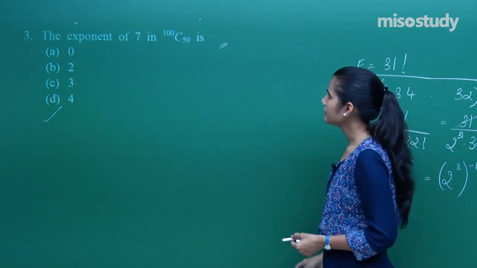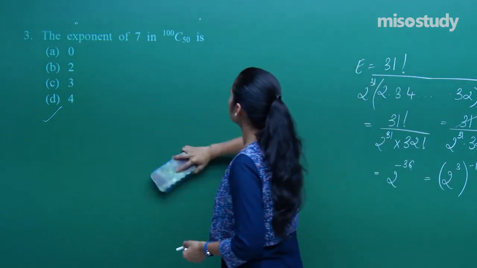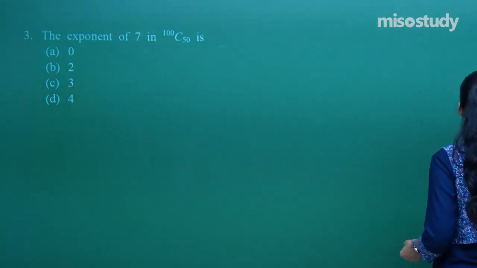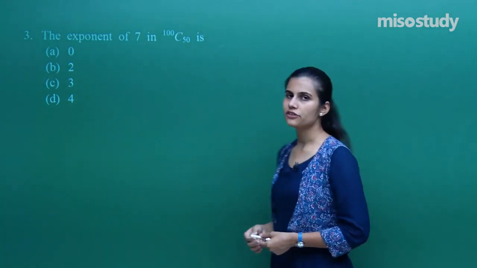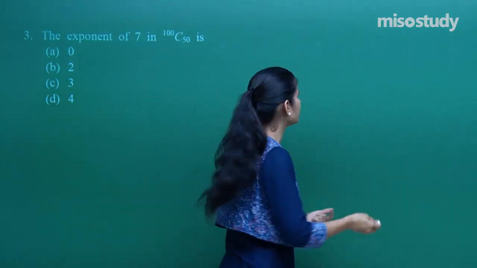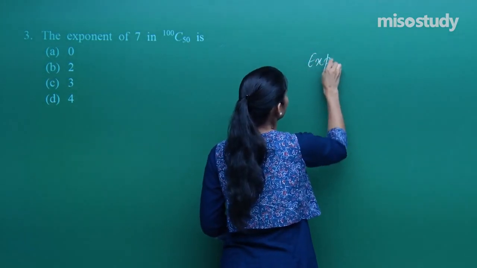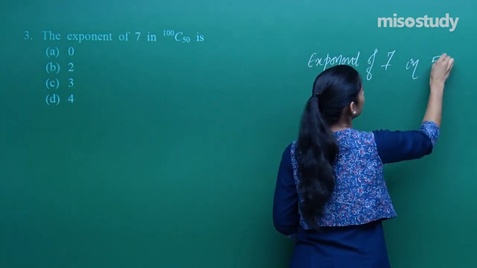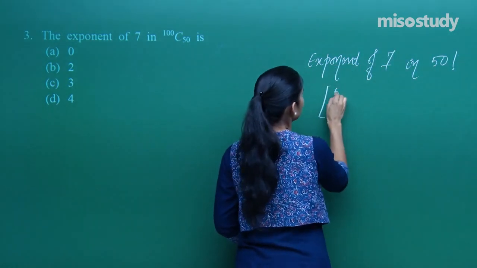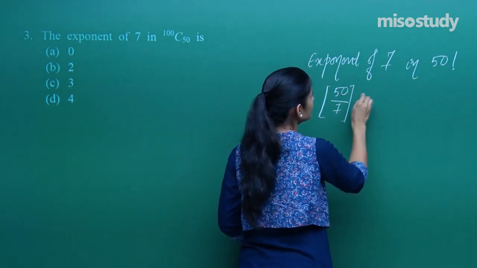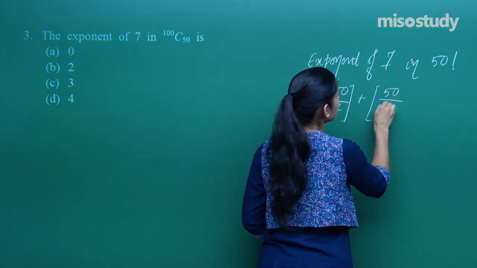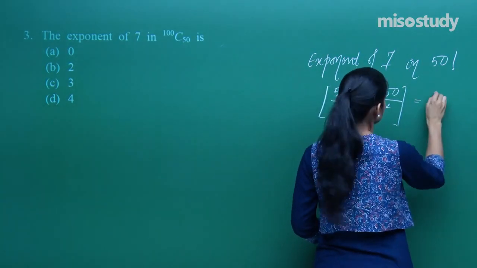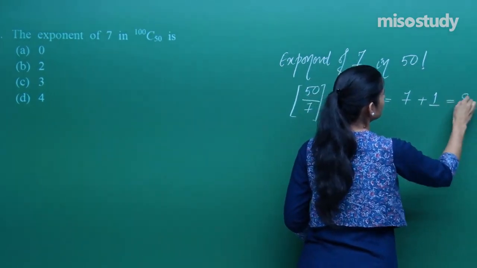Moving to the next question, what is it that we have? Let's see. What is the exponent of 7 in 100C50? Now for this, 2 things we need to know. One is, what is the exponent of 7 in 100 factorial? What is the exponent of 7 in 50 factorial? So exponent of 7 in 50 factorial is what? 50 by 7 greatest integer function plus 50 by 7 square greatest integer function, after which it is going to be 0. So we stop over here. This becomes 7 plus 1, which is 8.